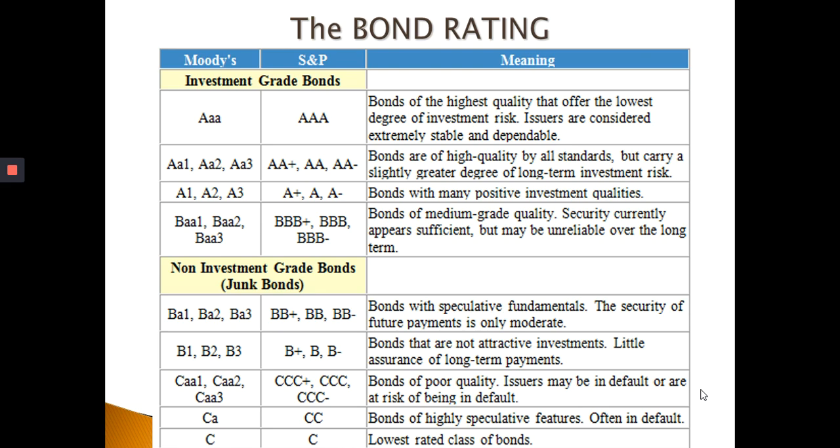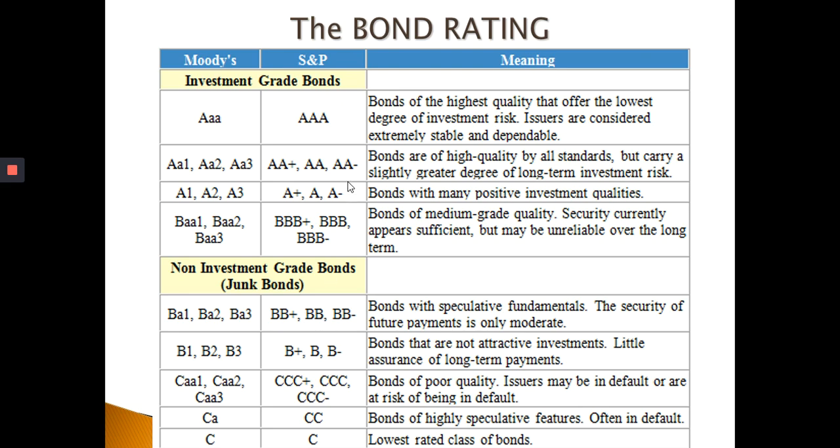The next slide you are seeing is bond ratings. What is a bond rating? Every bond that has been issued in the market has rating agencies. In Malaysia, you have MARC and RAM. Internationally, you have S&P and Moody's. Their main role is to value a bond and give it a rating based on its quality. You have triple A, double A, until triple B. Those are called investment grade bonds. Those below are called junk bonds.